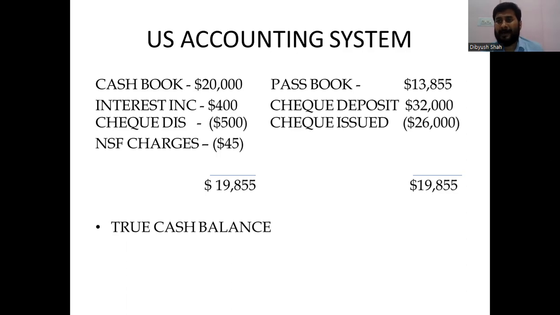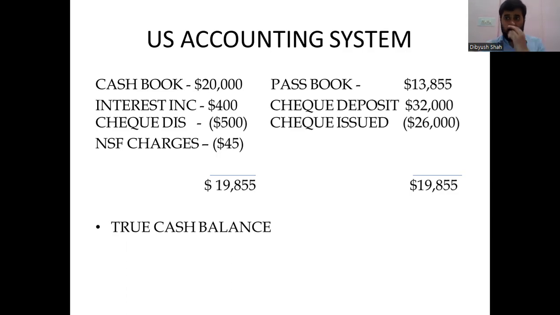Now you went to your passbook. You found out that the check which you deposited for $32,000 got cleared 2 days later. Add it up. And the check which you issued, the supplier encashed it on 3rd of Jan. Less it from the bank statement, because on your books, you had already adjusted these two entries.